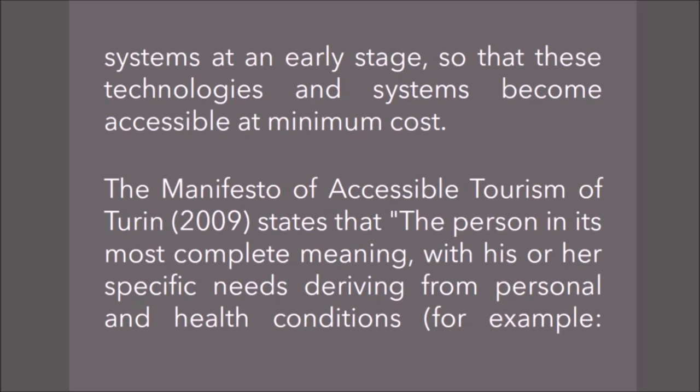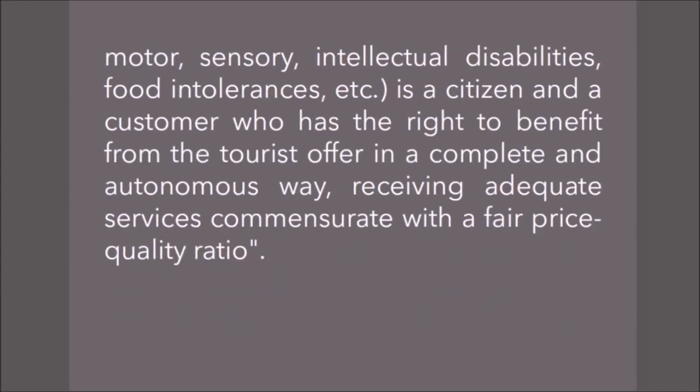The Manifesto of Accessible Tourism of Turin, 2009, states that the person in its most complete meaning, with his or her specific needs, derived from personal and health conditions, for example, motor, sensory, intellectual disabilities, food intolerances, etc., is a citizen and a customer who has the right to benefit from the tourist offer in a complete and autonomous way, receiving adequate services commensurate with a fair price-quality ratio.